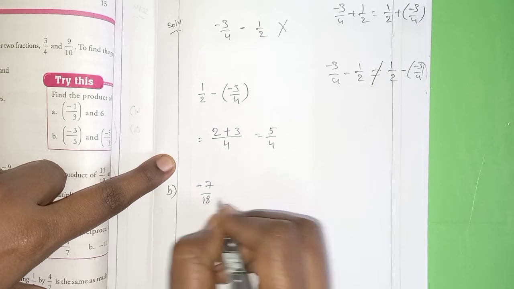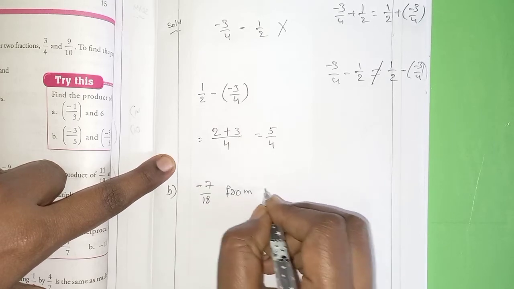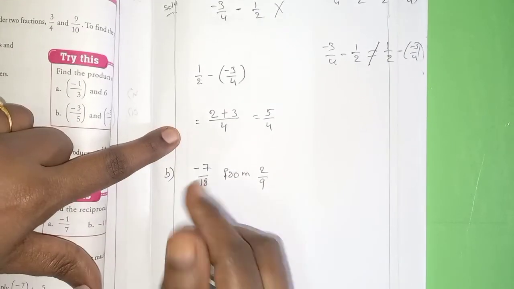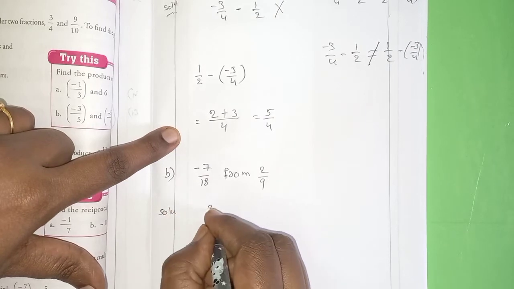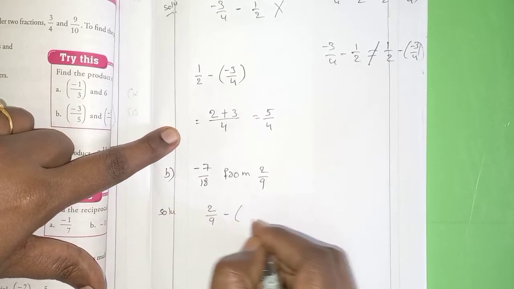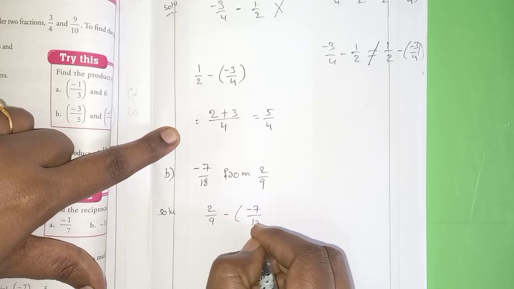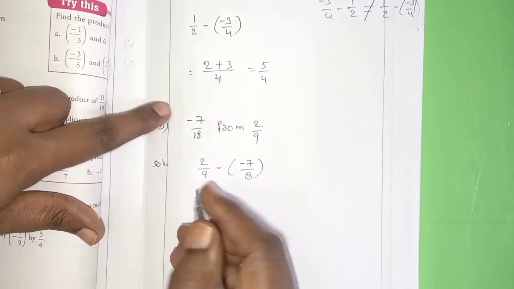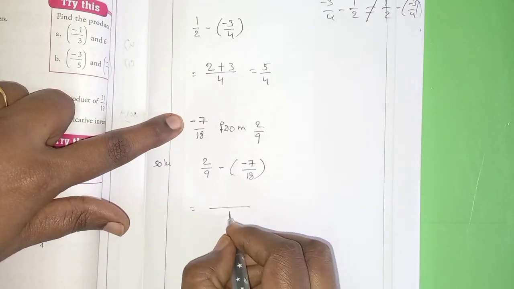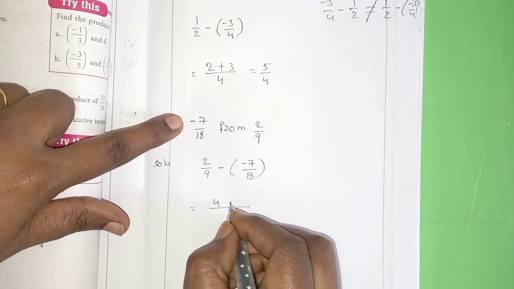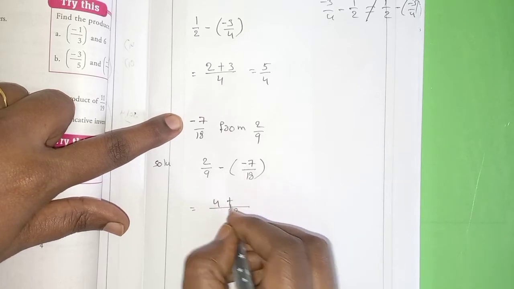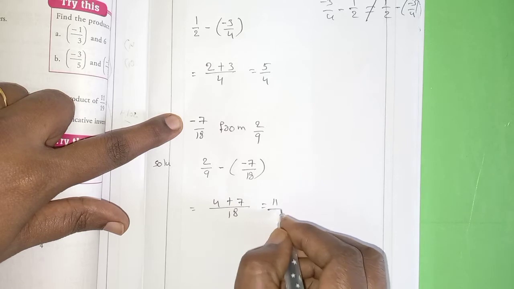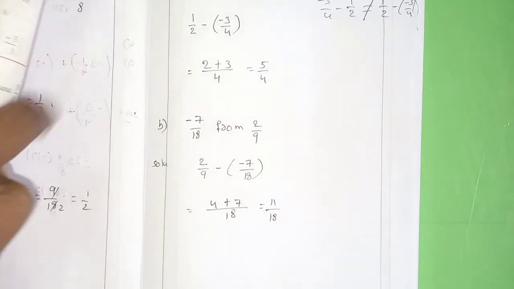Same way, B: subtract minus 7 by 18 from 2 by 9. It means how to write this? 2 by 9 minus of minus 7 by 18. LCM is 18. 2 2s are 4. Minus into minus, plus 7. 11 by 18.